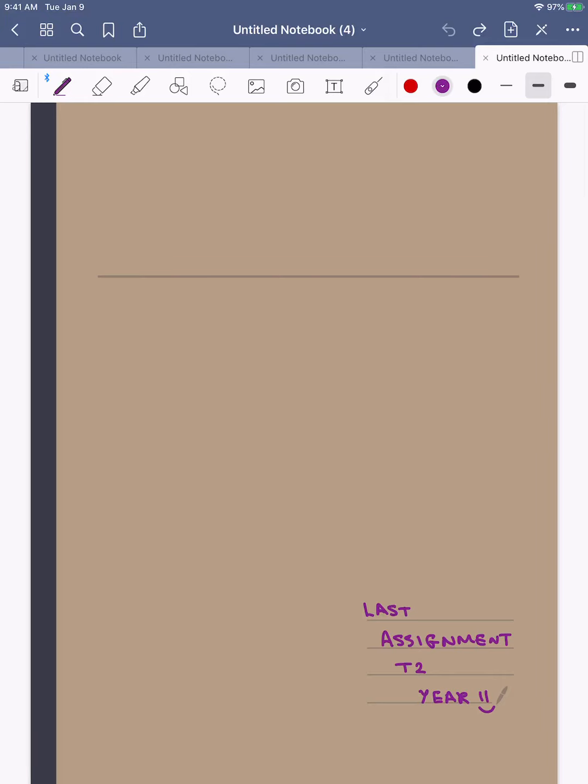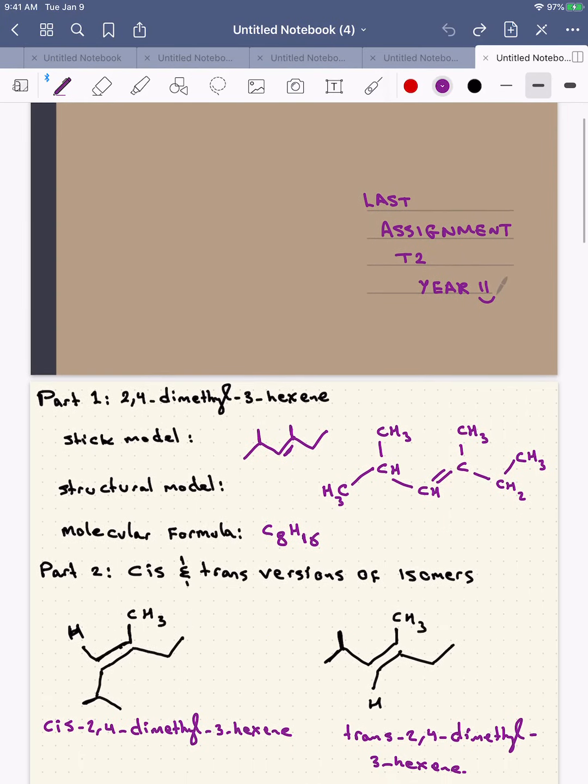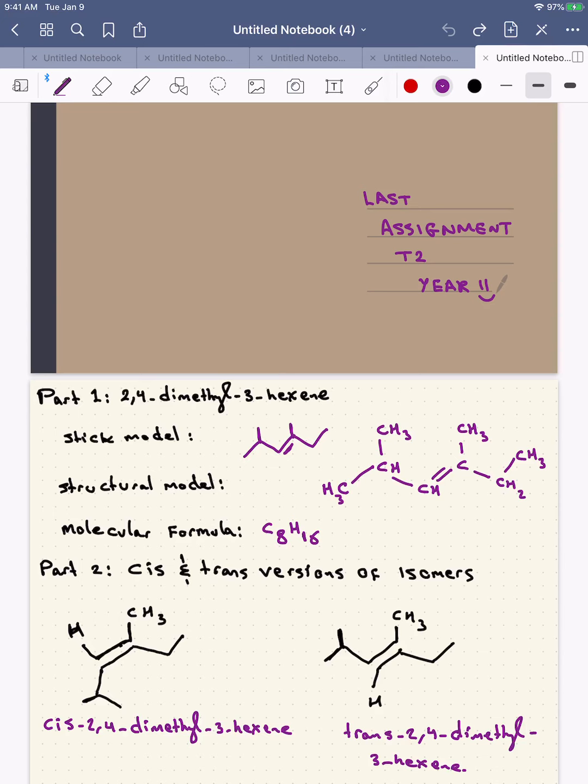This is a tutorial for your last assignment. I have chosen 2,4-dimethyl-3-hexene. You have to give the stick model, so the numbering goes from the closest branch, or 1, 2, 3, 4, 5, 6. So I have a methyl on the second carbon, I have a methyl on the fourth carbon, and the double bond is on 3.